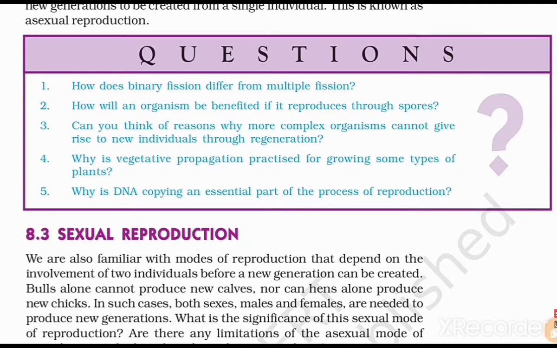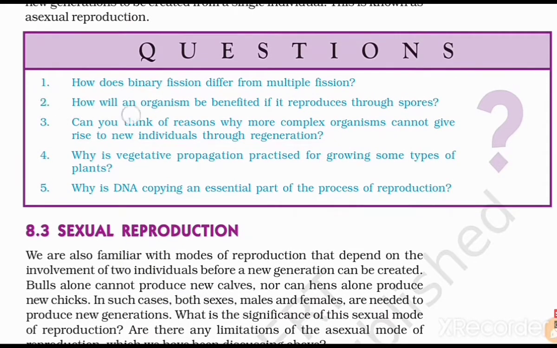Here a number of questions are given. How does binary fission differ from multiple fission? Binary fission means budding, and multiple fission, I have already explained this question. Okay, how will the organism benefit if it reproduces through spores? As for the sporangium, I have only just explained that one.